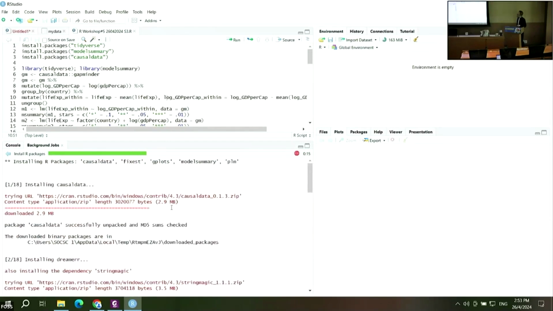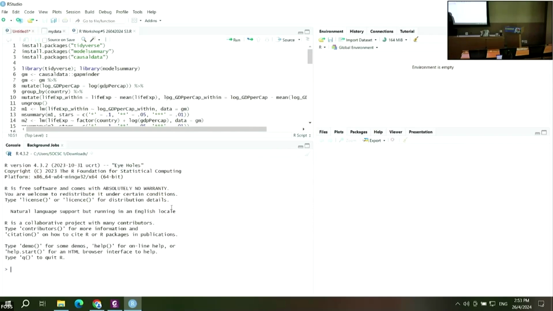This is something new I just learned. When you load this R script, if you have packages that are not installed already, on Windows it's actually going to remind you to install them automatically. What I'm doing right now is installing all our packages: causaldata, fixest, gplots, modelsummary, plm. So all of them are installed right now, which is fantastic.